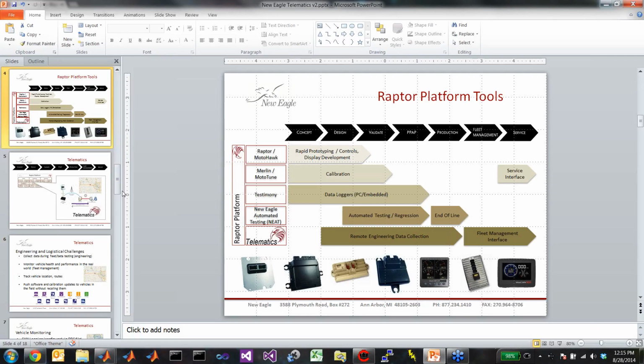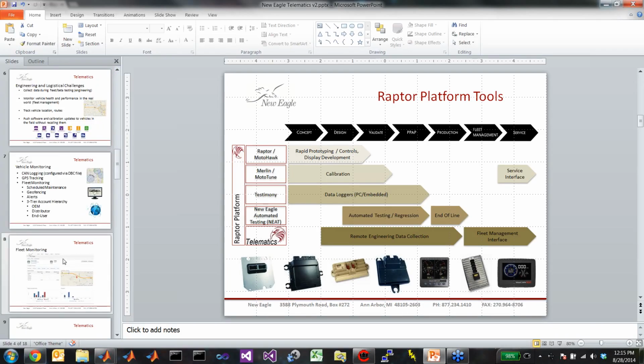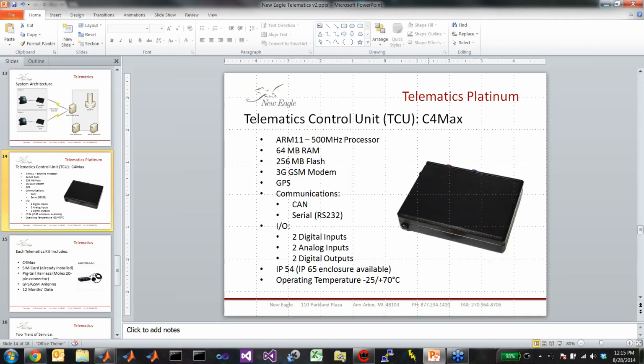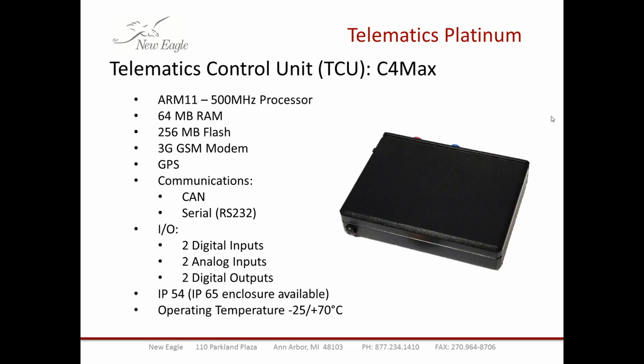Okay, that's all the questions that have been asked so far, so let's carry on and talk about the hardware. This is the box that we're currently using, the C4MAX for mobile devices. It's got a 500 megahertz ARM11, so it's got a fair amount of processing power. 64 megs of RAM is pretty good. It is running a Java stack, so it's not low-level C code. It's a little bit higher level than that, so it needs a little bit more room to stretch its legs.